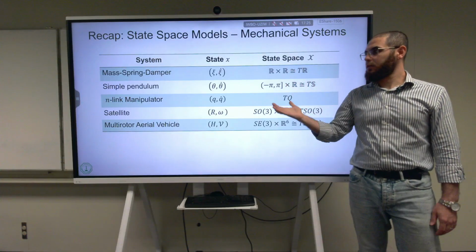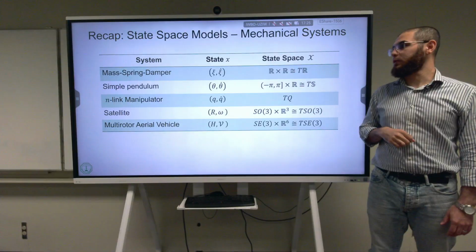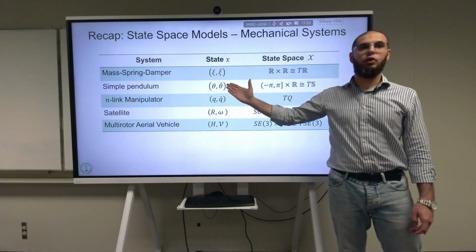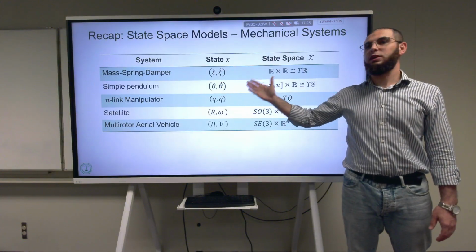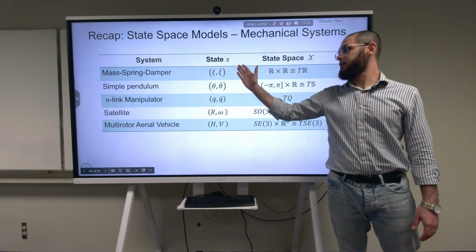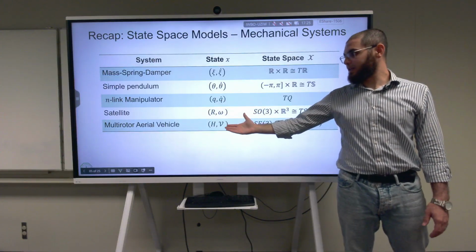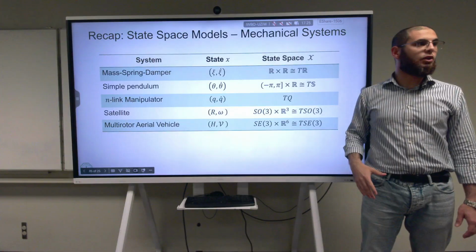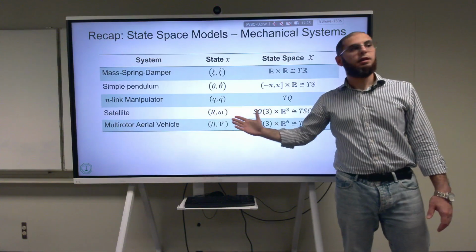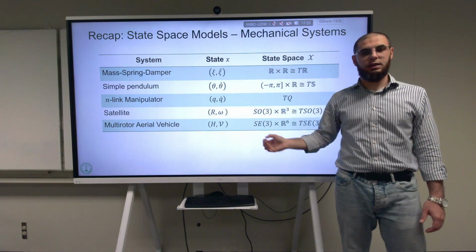When we wrote mechanical systems into this state space form, we found that usually the state is a position-like variable and a velocity-like variable. And this is usually a recurrent theme. You always have theta and theta dot, psi and psi dot, q and q dot, and so on and so forth. If you look at satellites, for example, something that lives on SO3, then the configuration will be something in SO3, and the velocity will be something like R dot, or isomorphic to R dot, which in this case is just the angular velocity.